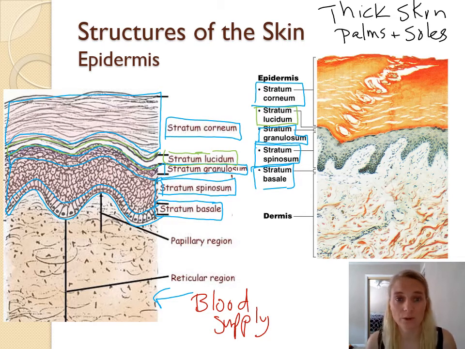We don't want living cells way up close to the surface because they could get infected, they could get damaged, they wouldn't be able to be repaired very well. So this whole structure and function of stratified squamous epithelium works wonders for being the part of the epidermis. Okay? So that's our epidermis.